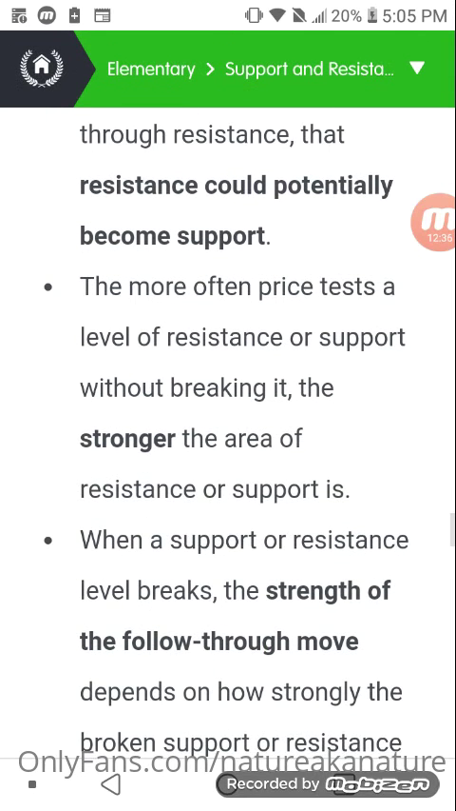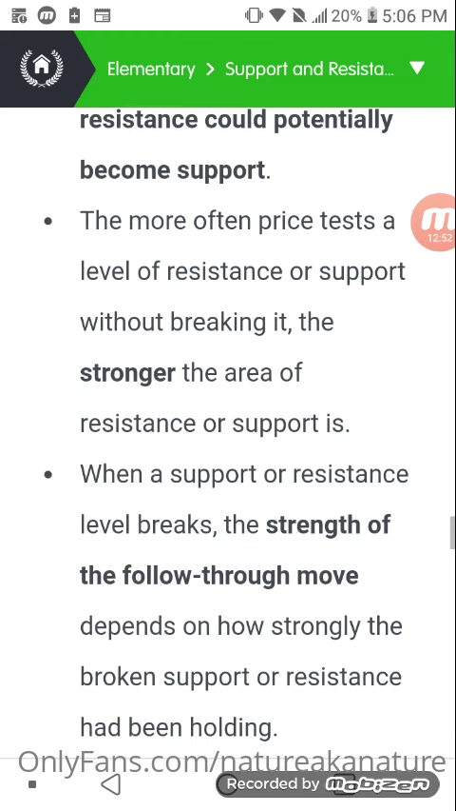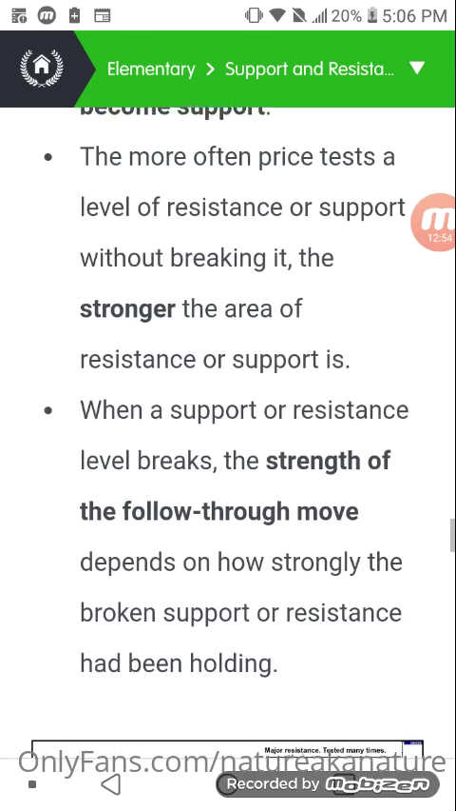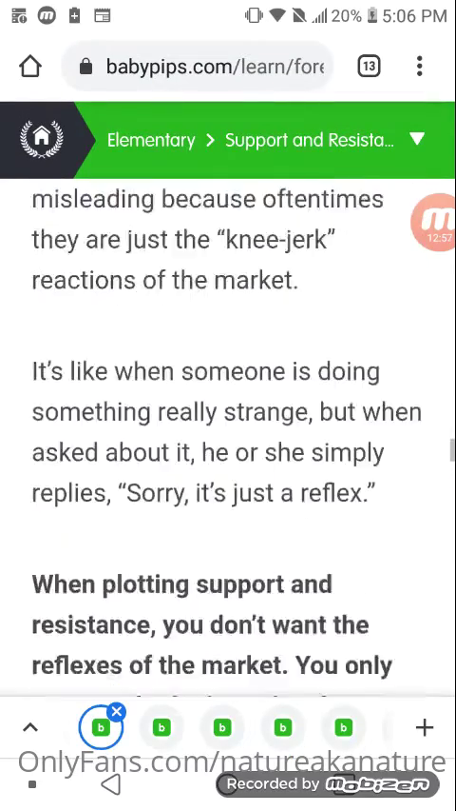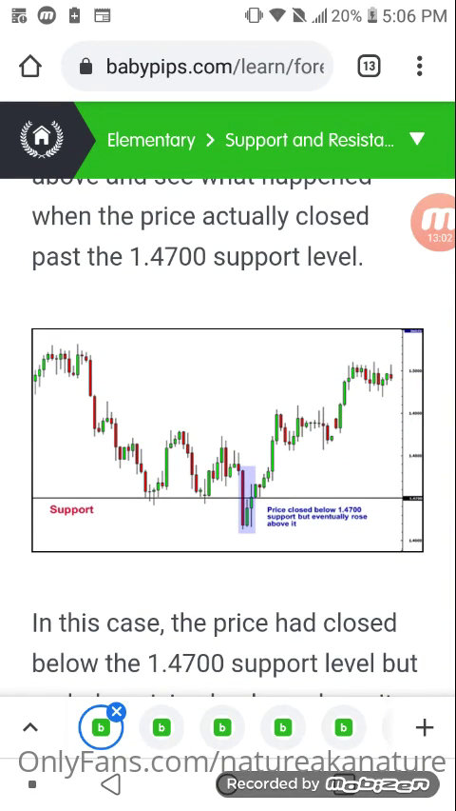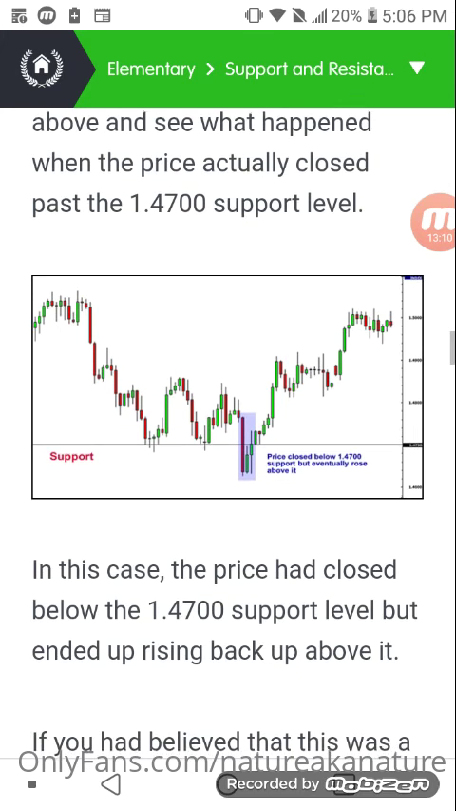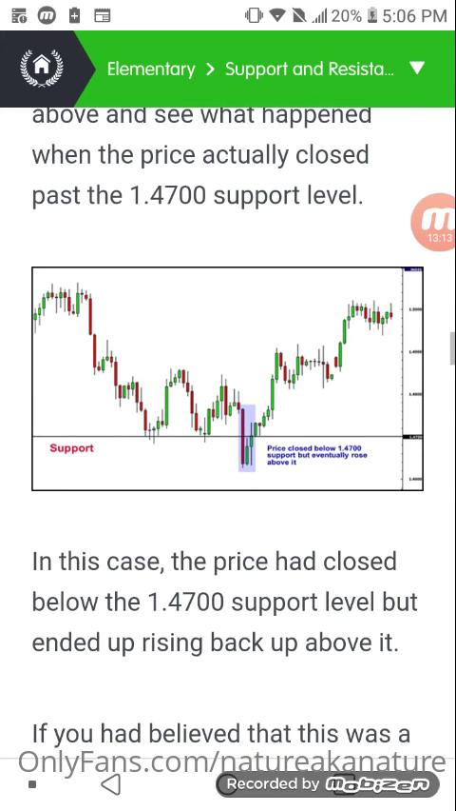The other thing is more often price tests those levels of resistance or support with the wicks without breaking it. When it does that without breaking it, it's testing it with a lot of wicks. This indicates that those areas are stronger, no matter if it's resistance or support areas. When it tests those support and resistance levels that you see in the previous picture right here, price tested the 1.700 level a few times, but couldn't close. In this case, price has closed below the 1.70 support level, but ended up rising back above it.